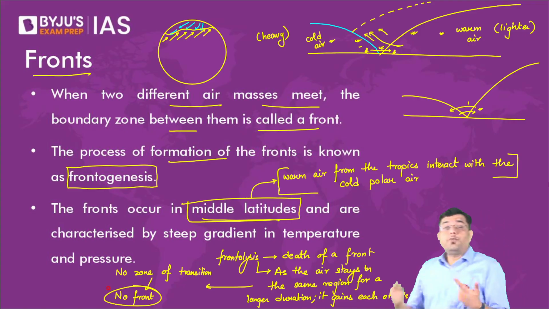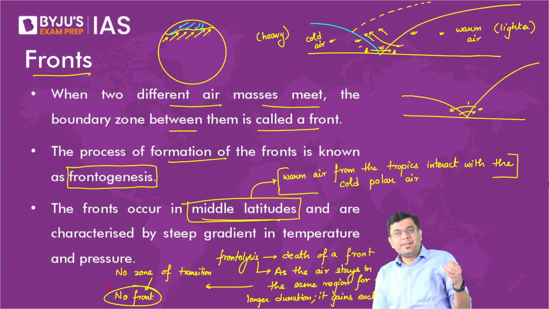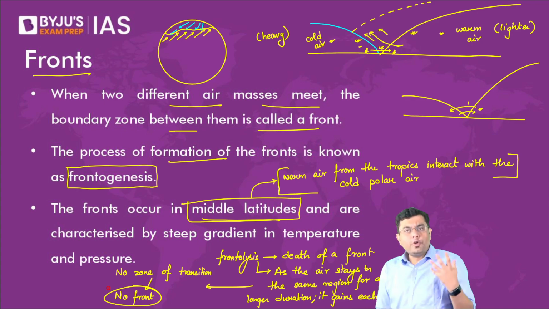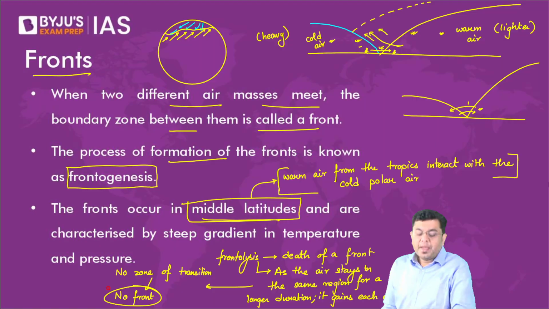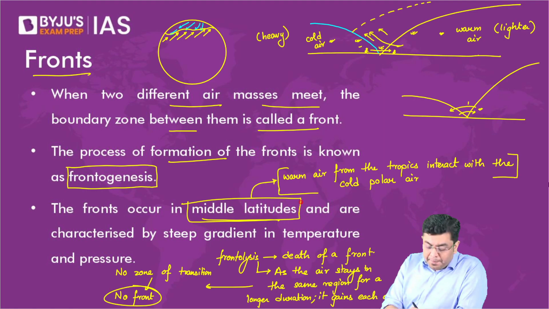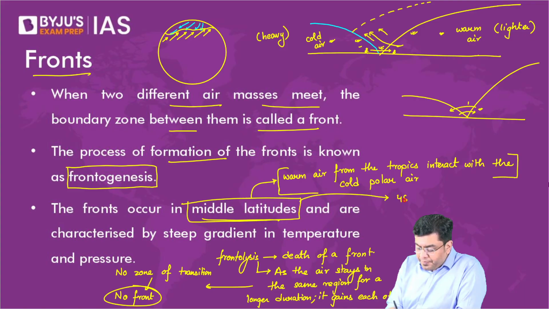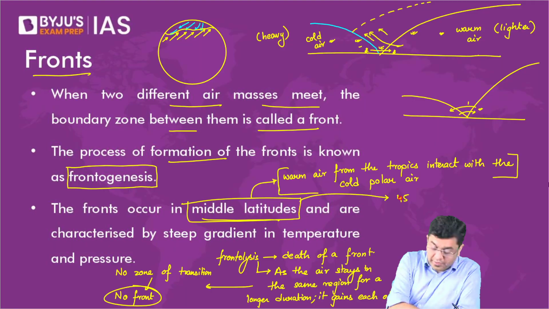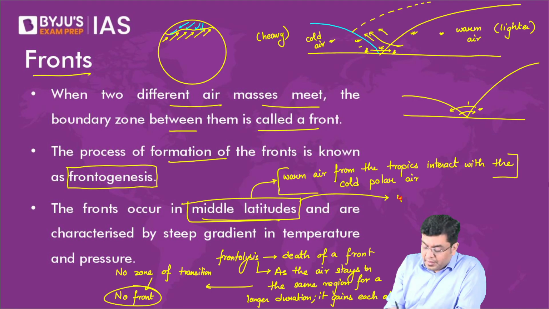So the birth of a front, frontogenesis. Death of a front, frontolysis. Okay. Now, where is it observed? In the mid latitude. Mid latitude refers to 45, sometimes even 40 degrees, so you can think about even 40 degrees for that matter. 40 to 60 degrees, north and south.